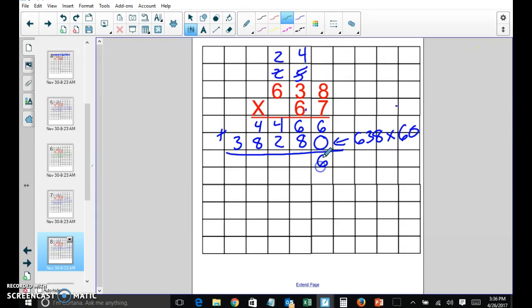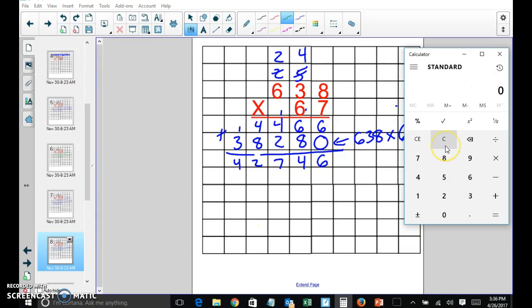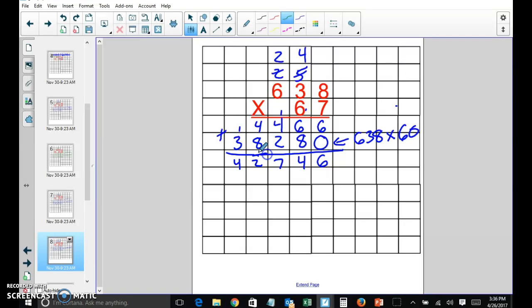So let's add 6, 14, 5, 7, 12, 14. Alright, so my final answer is messy. Sorry. 42,746. Let's check it out. Clear. 638 times 67 equals 42,746. Fantastic. So there should be a quiz in this folder that you could try out.